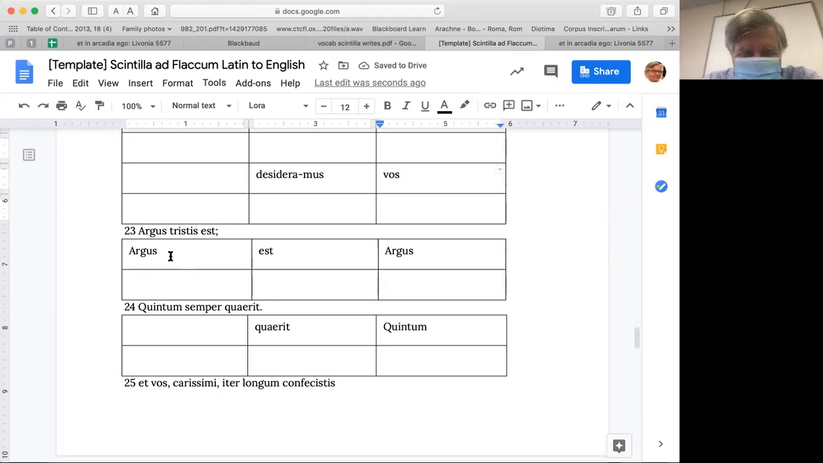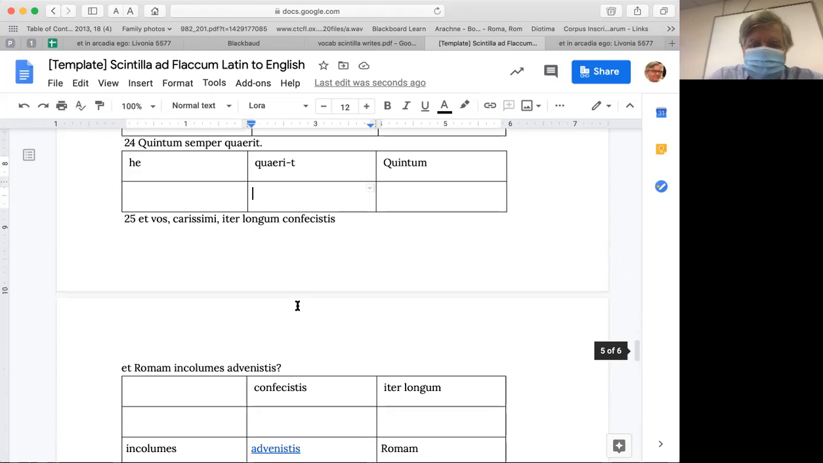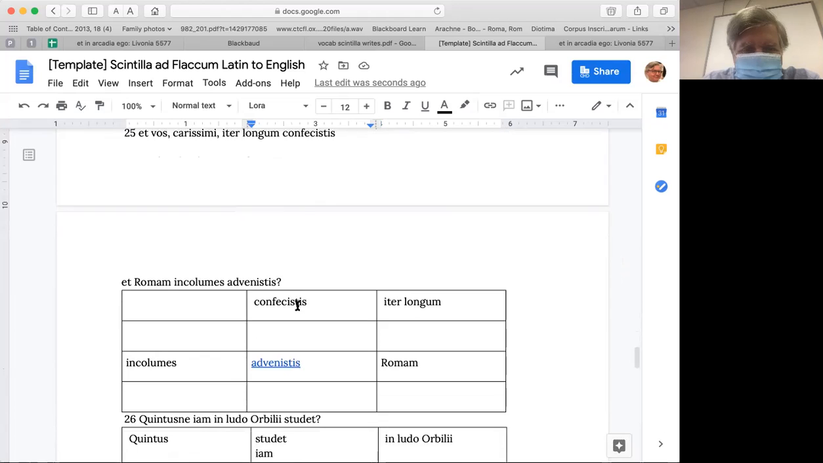Argus tristis est, a simple "is" sentence. Argus, the name of the dog. Est is, so it's singular, just T. And then Argus is not Argus, but tristis. He is sad. Quintum semper quaerit. So there's the "he" here in quaerit, because it ends in T, he, is Argus the dog. Quaerit, in the present tense, is "seeking," and whom he's seeking is Quintum, his boy, so to speak.